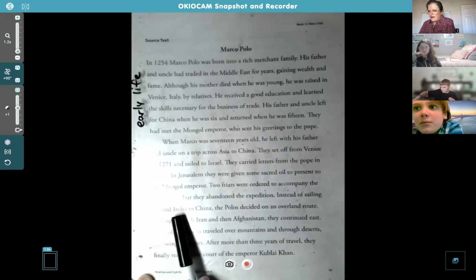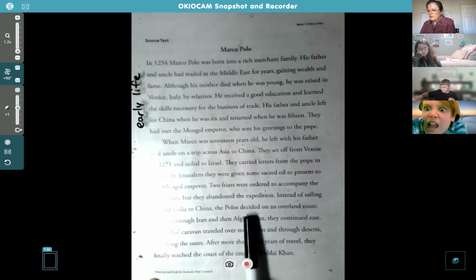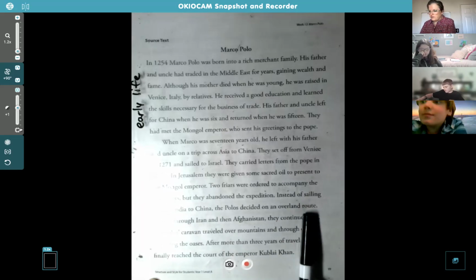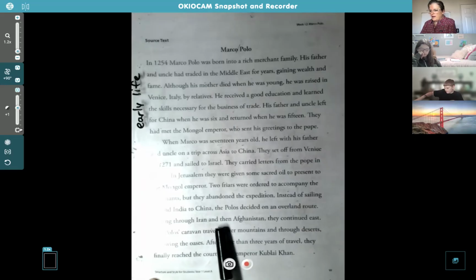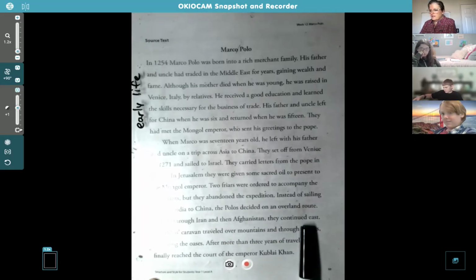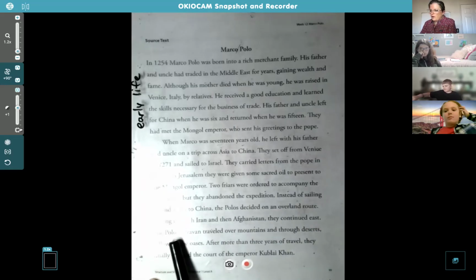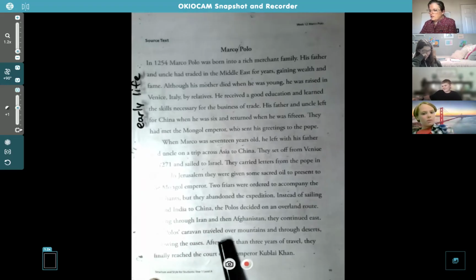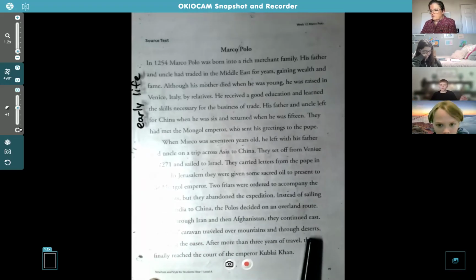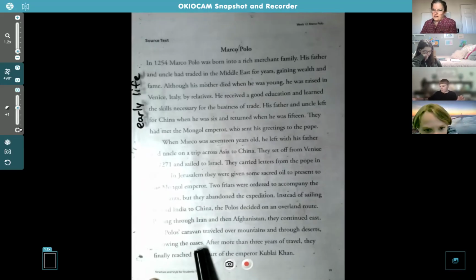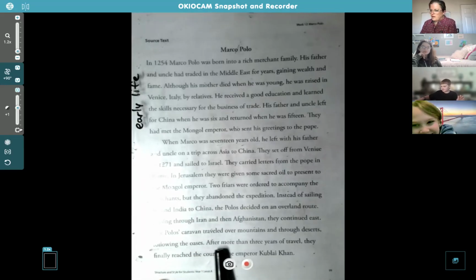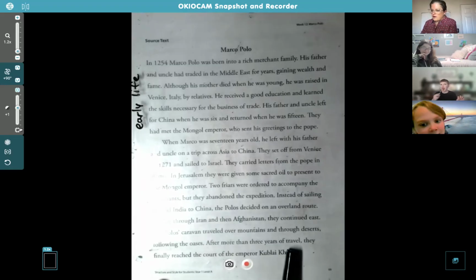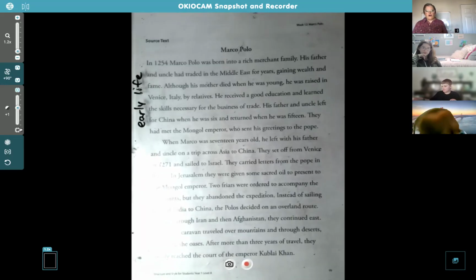Instead of sailing around India to China, the Polos decided on an overland route. Passing through Iran and then Afghanistan, they continued east. The Polos' caravan traveled over mountains and through deserts, following the oasis. Hey, we know about those. After more than 3 years of travel, they finally reached the court of the Emperor Kublai Khan. That's his name, Kublai Khan.